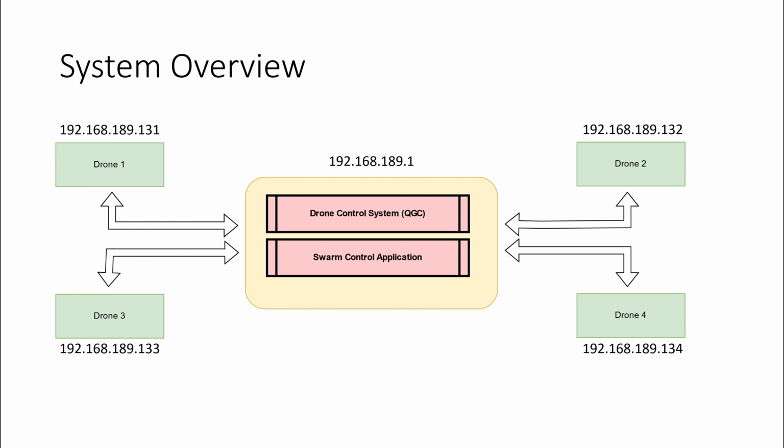Let's see how it will work. From an overall system overview, this is what I have just mentioned. We have a ground station, which is the box in the center. It consists of 2 sections. One of them is the old QGroundControl drone control system. You can use QGroundControl, you can use Mission Planner or any other mavlink based ground control station.